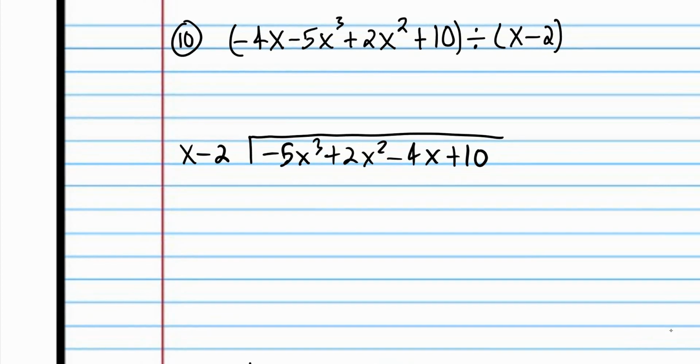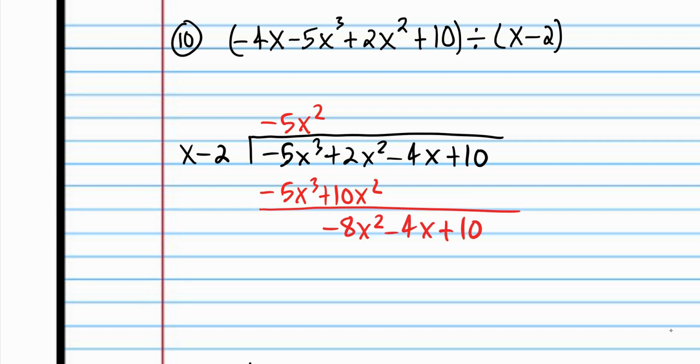So in the first cycle, we're going to say x times what is equal to negative 5x cubed, and the answer is negative 5x squared. That's step number 1. Step number 2, multiply these two expressions, and we get negative 5x cubed plus 10x squared. Step number 3 is subtract, and we get negative 8x squared minus 4x plus 10. On to cycle number 2.